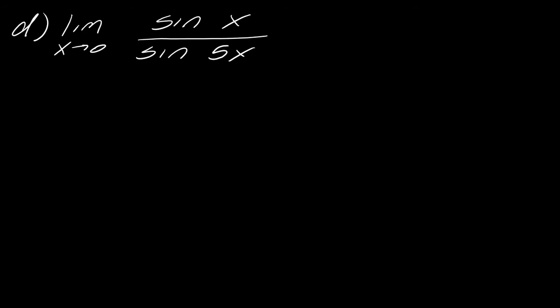Okay, so moving on to D here. So just notice what happens if I plug 0 in. I get 0 over 0. And then also notice that I really can't simplify this any further. So it's not like I can cancel the sines out. The 5 is not going to come out, right? That's not how trig functions work. So we've got to leave this as is.